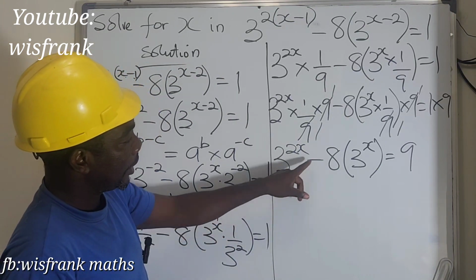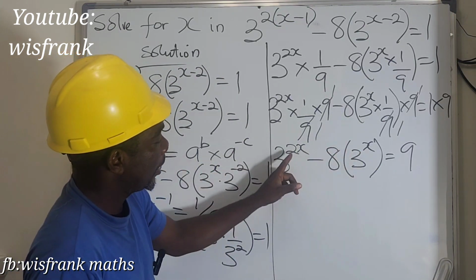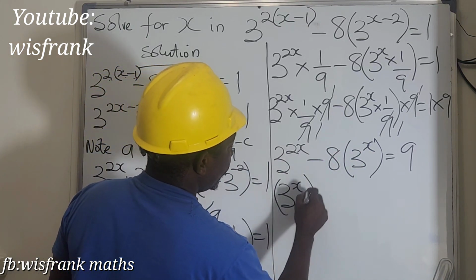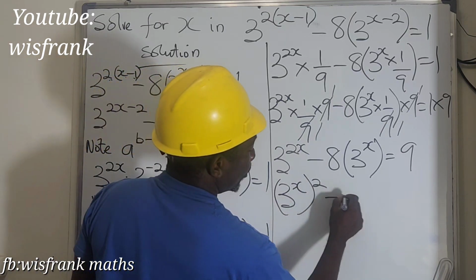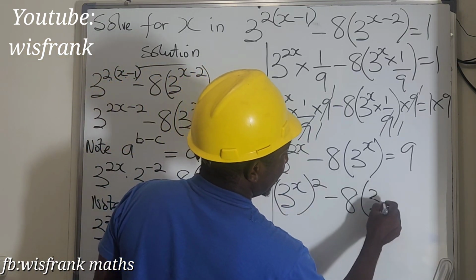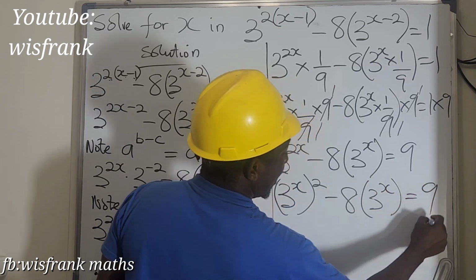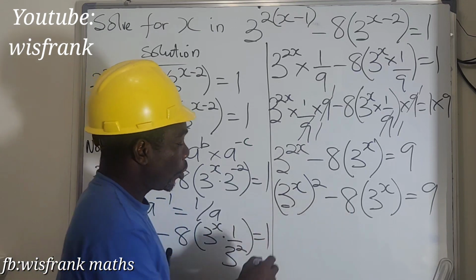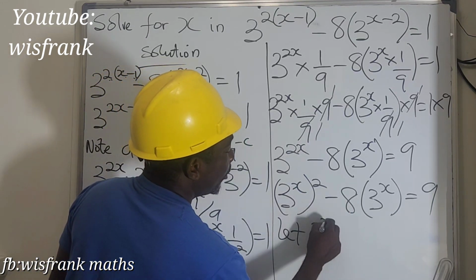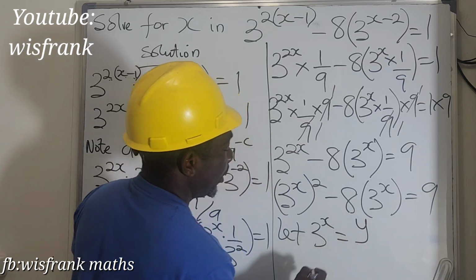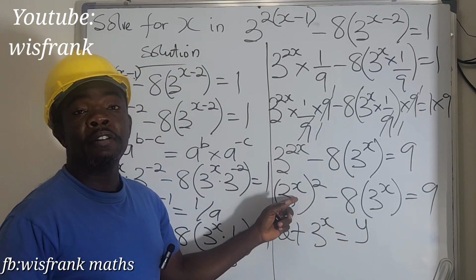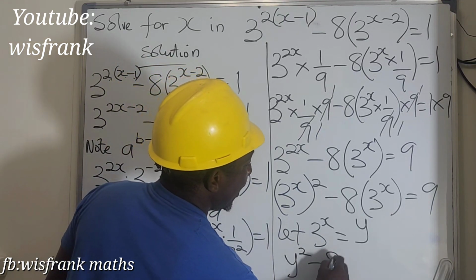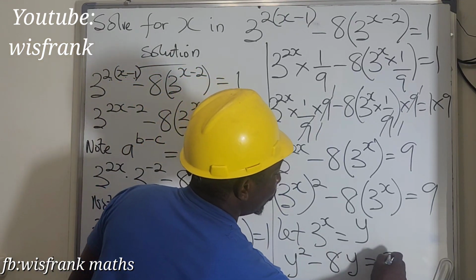Now we can see that we have 3 to the power of x here. We can express 3 to the power of 2x as 3 to the power of x squared, minus 8 into 3 to the power of x equals 9. So we have 3 to the power of x here and 3 to the power of x here. We'll say let 3 to the power of x equal y. We are going to substitute y where we have 3 to the power of x. So this will become y squared minus 8y equals 9.